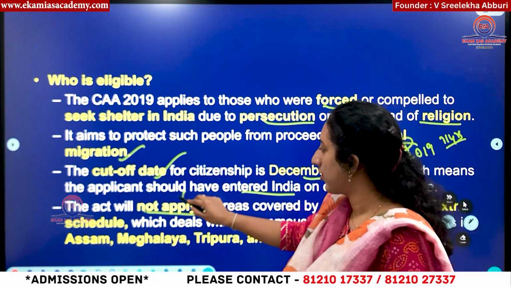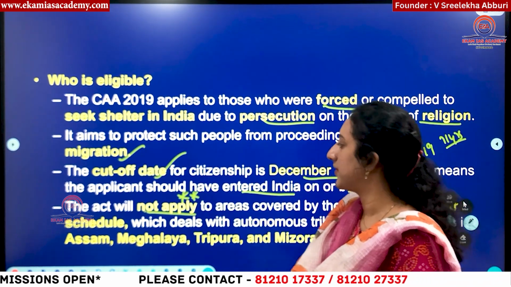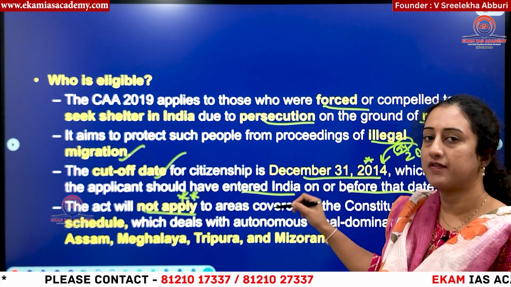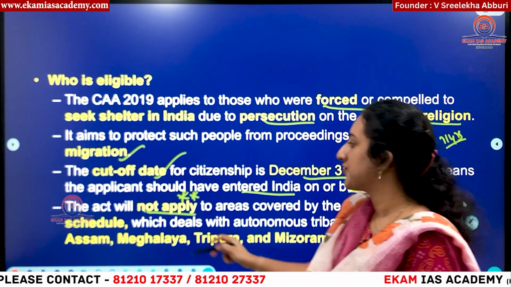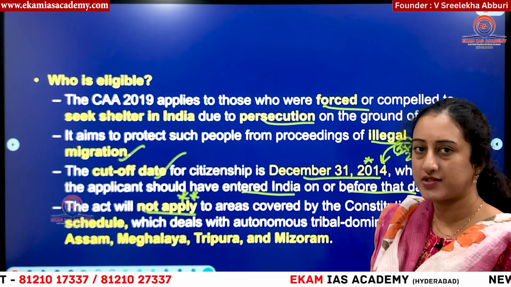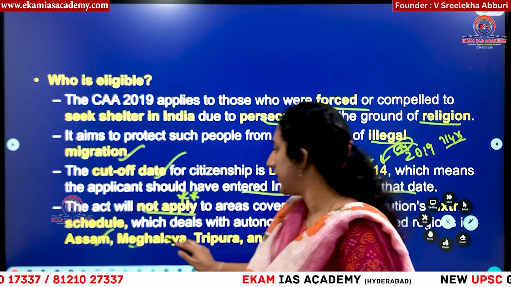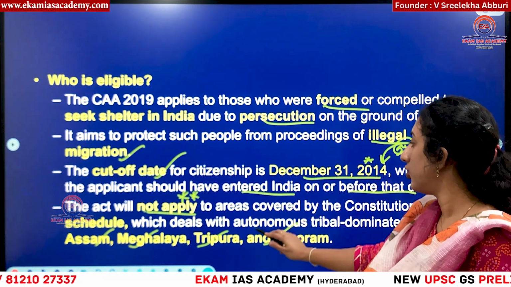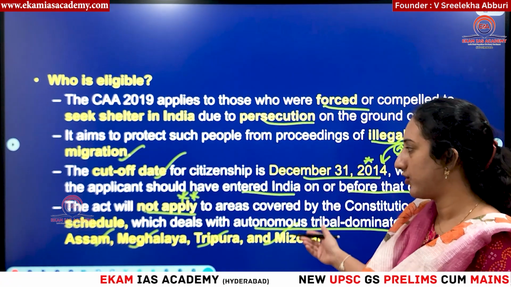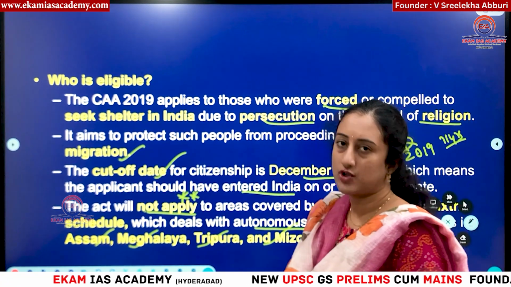This is very important. Such questions can be asked in prelims, because this act has created a lot of controversy, so it will definitely catch the eye of the examiner. So this act will not apply to areas like 6th Schedule areas. What are 6th Schedule areas? Assam, Meghalaya, Tripura and Mizoram. So wherever autonomous tribal councils are there, for those areas it will not apply.